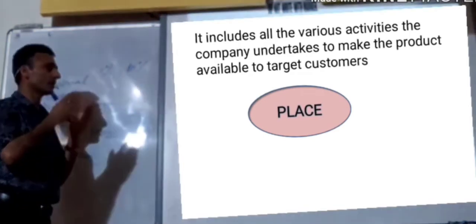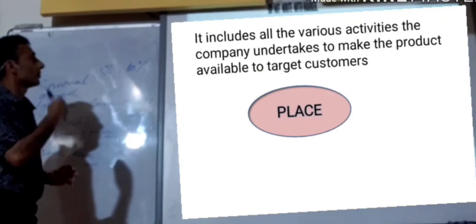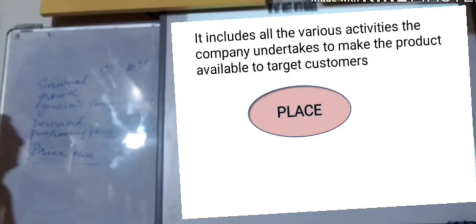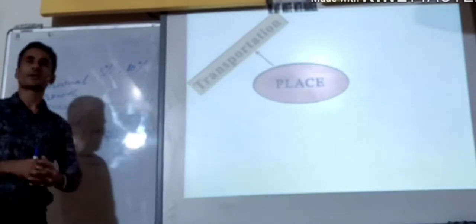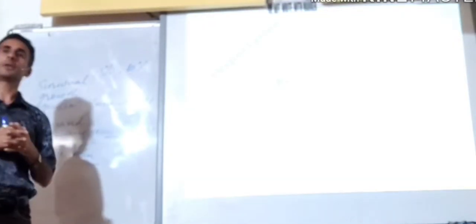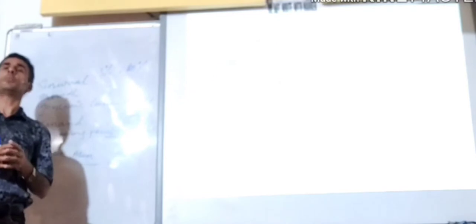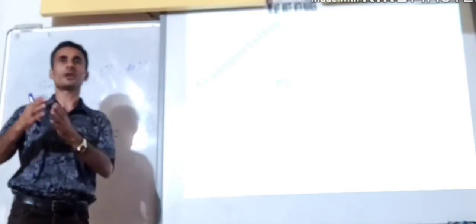Place means making the goods available to the consumer. It includes all the various activities the company undertakes to make the product available to target customers. Transportation. These are the elements of place. Transportation. I think you agree with me. The goods have to be transported from the place of production to the place of consumption. From the place of the seller to the place of buyer.